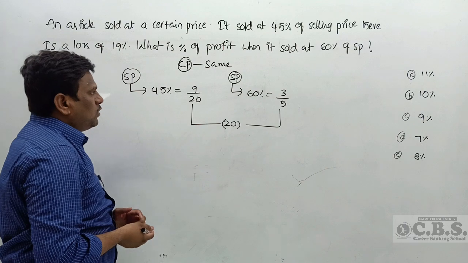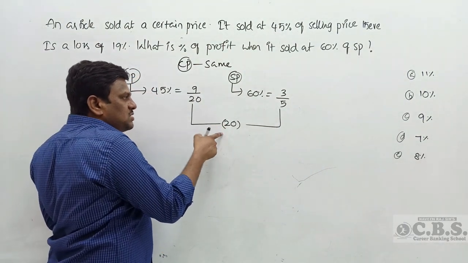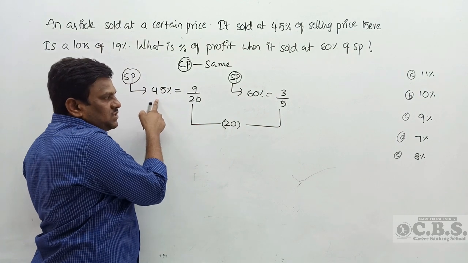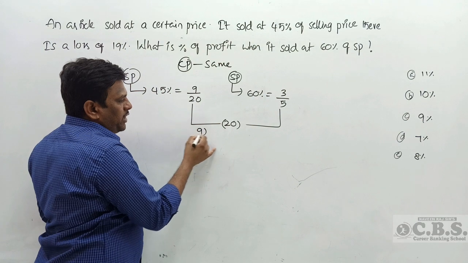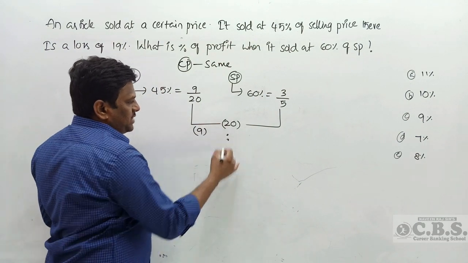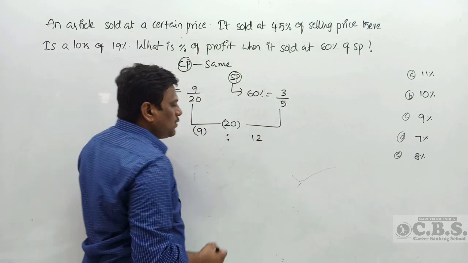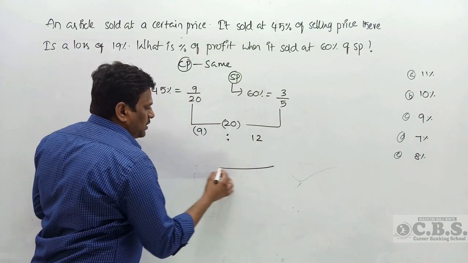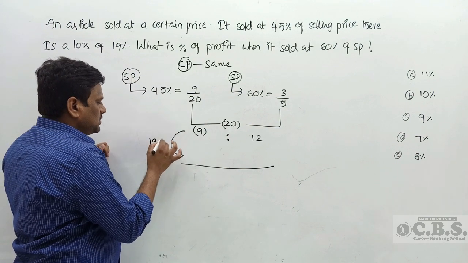So the selling price is not constant. Here we use 45% of the selling price, and here we use 60% of the selling price. So 20, how many times? 1 time. 1 into 9, 9. So the first selling price is how many parts? 9 parts. And 5, how many times? 4 times. 4 3s are how much? It is 12. Therefore, in this scenario, you get a loss. How much loss? 19% loss.